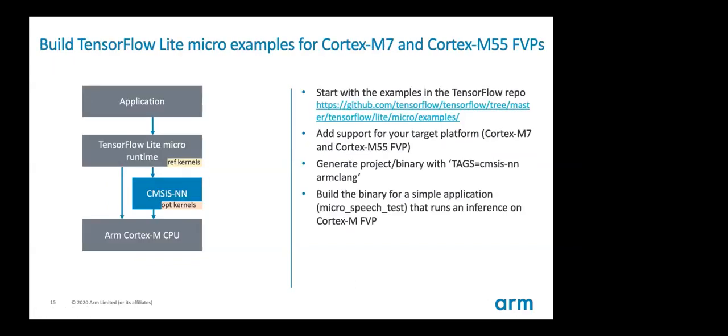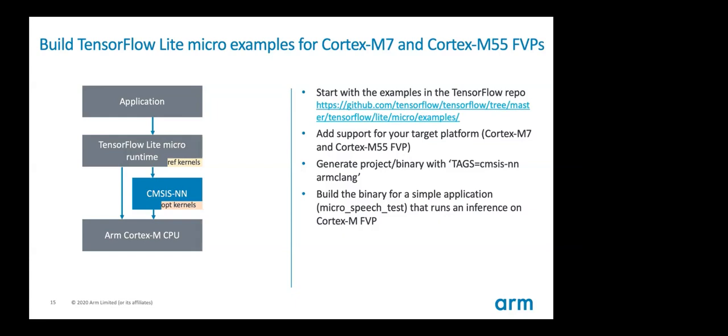So here is an overview and a breakdown of the steps that are actually involved in building the TensorFlow Lite micro examples for the Cortex-M7 and the M55 FVPs. You start out with the examples in the TensorFlow repository. Now these applications have been run on several development boards, but we're going to run them on these FVPs, which the framework is not aware about.